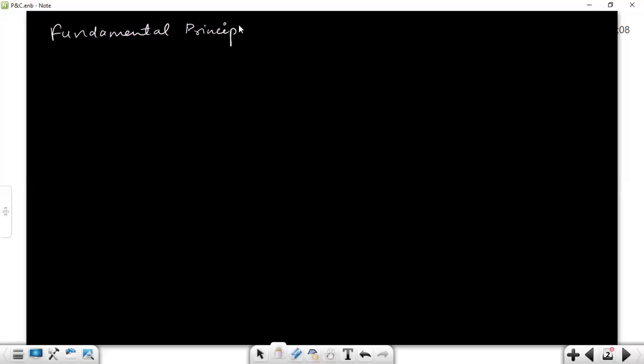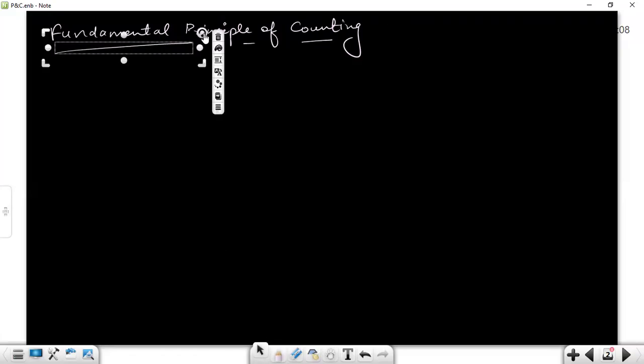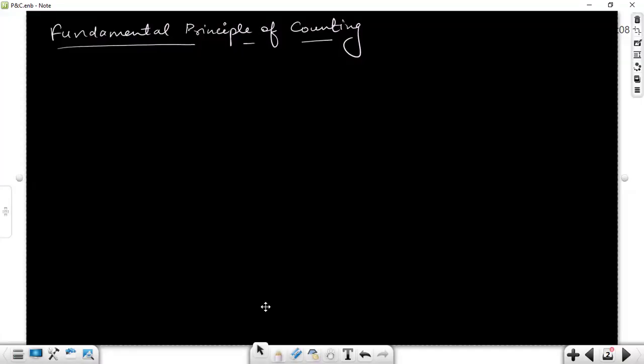principle of counting. So we'll count mostly number of ways in this chapter. How many number of ways are there? Count mostly that. Okay.